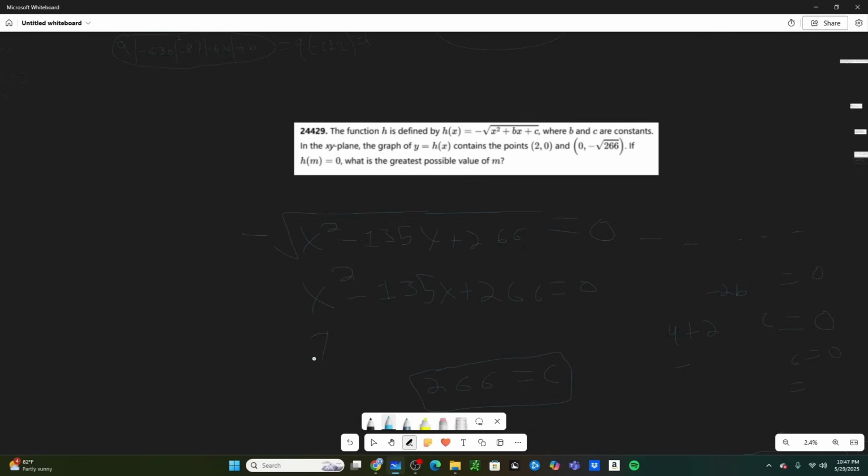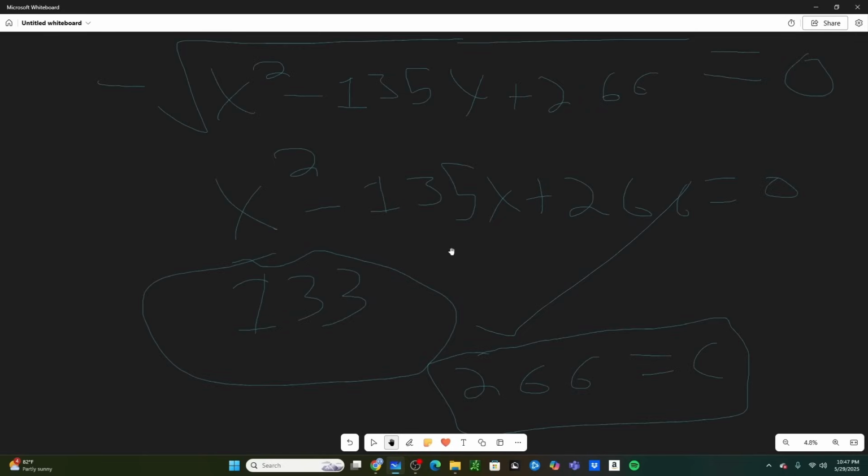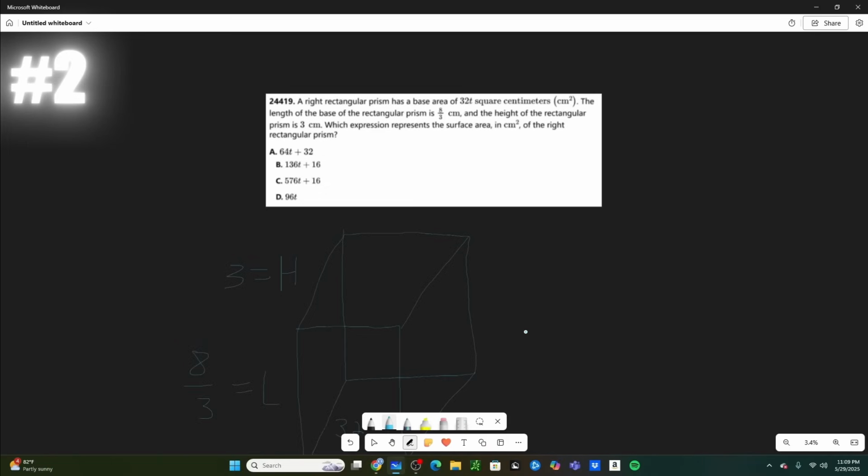Our answer is 133 because that is the greatest possible value of m, where h of m equals 0. So boom, that question is done. This next one is just a geometry question, which the SAT loves, but it's slightly different than some of the past ones, so let's just go straight into it.